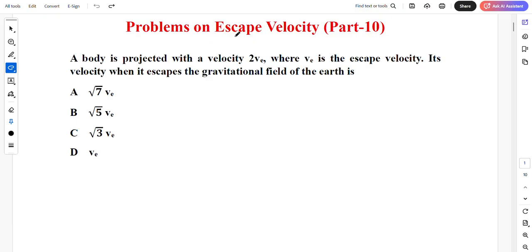Today we'll be seeing some important problems on the topic escape velocity. This is part 10 of the video. This is the first problem. It is saying a body projected with a velocity 2ve, where ve is the escape velocity. Its velocity when it escapes the gravitational field of the earth.